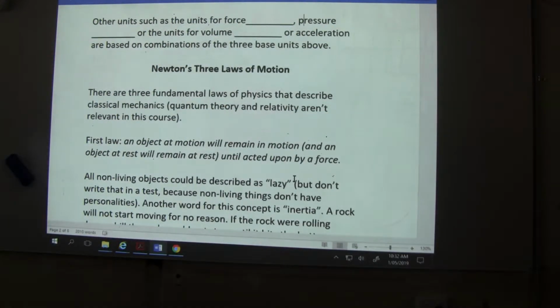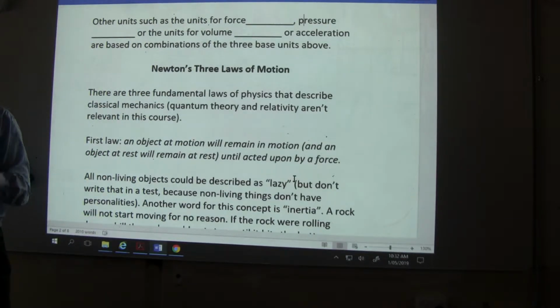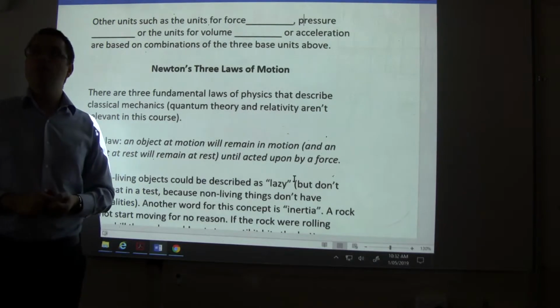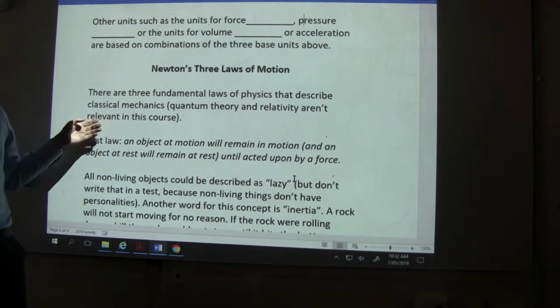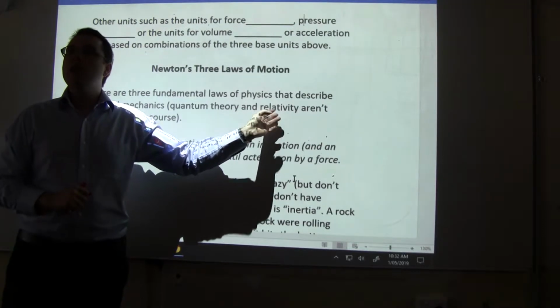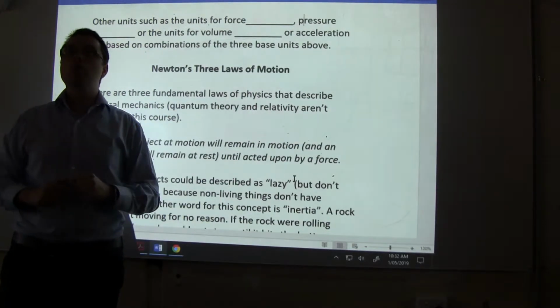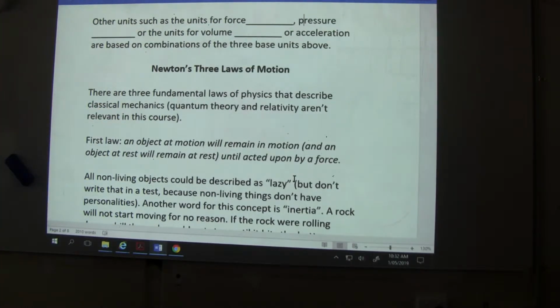Newton's three laws of motion. There are three fundamental laws of physics that describe classical mechanics. Now, you might have heard of quantum theory and relativity, but they're not things that we talk about in this course. I'm happy to go into them at a later date, but quantum theory applies to the very, very small, the atomic level, and relativity is where we're talking about planets and stars and galaxies. But for the world that we live in, we can get away with what we call classical mechanics, classical physics. There are some complications, but for the moment that will be all we will ever need in high school level physics.